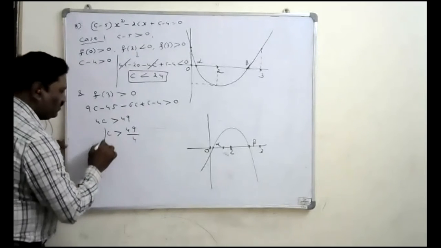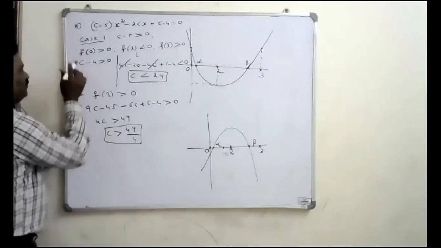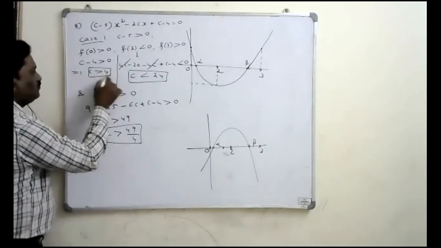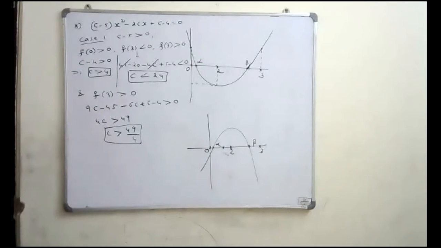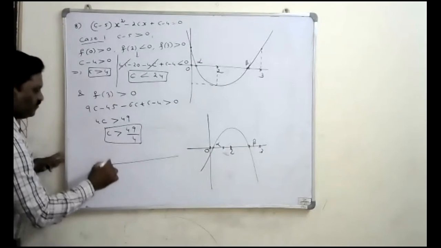Here we got the three intervals. Now, what is the common interval satisfied by all three? This is c greater than 4. Now for these three I have to find the common interval. For that, take the real line. On that there is a 4.